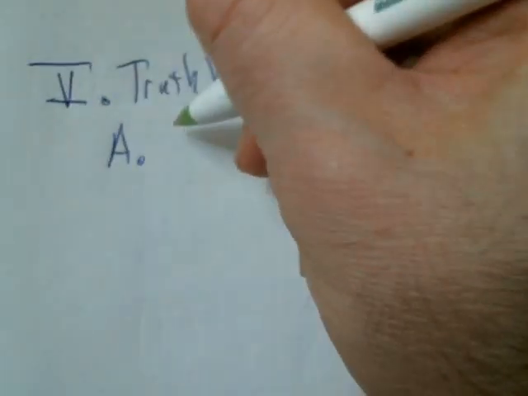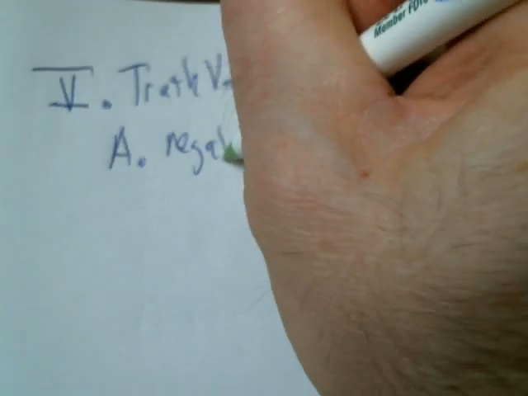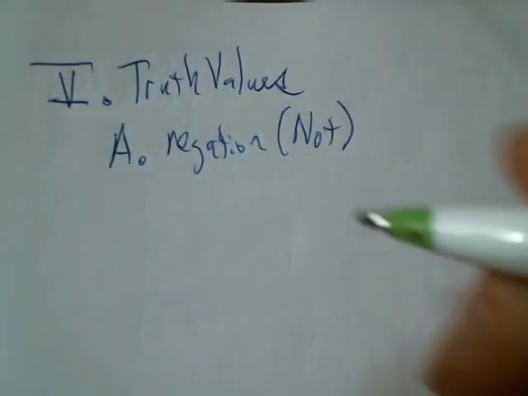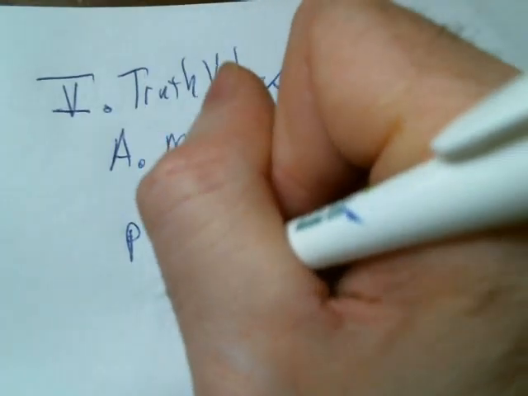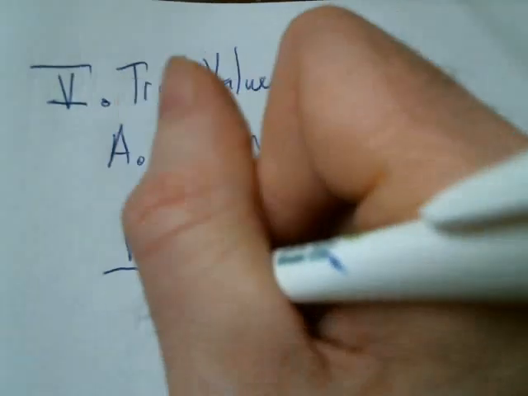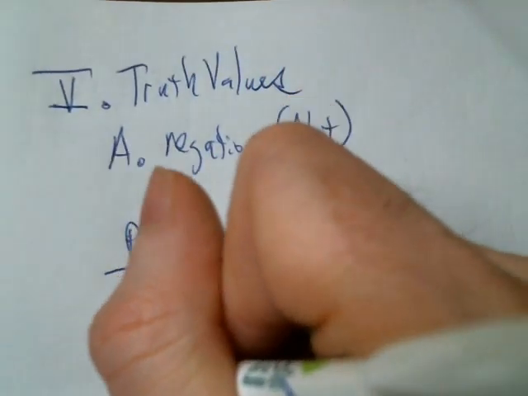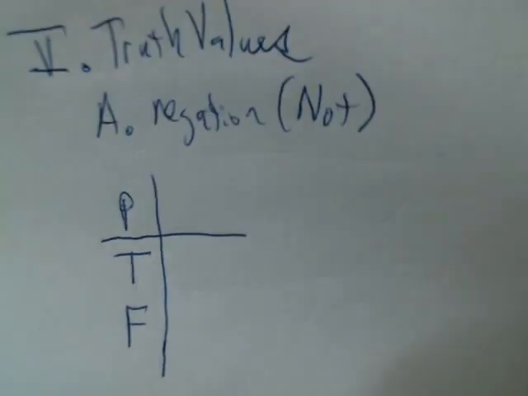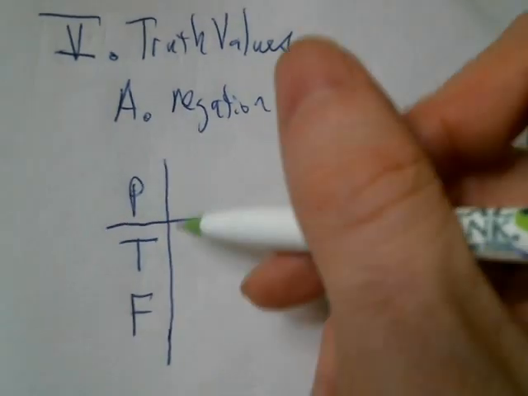And we'll begin with the negation, which is the "not" thing that we were talking about earlier. And we do a table. So here's our statement. It's possible that it could be either true or false. So you think of "I am alive" or "I am dead." That's either true or false.